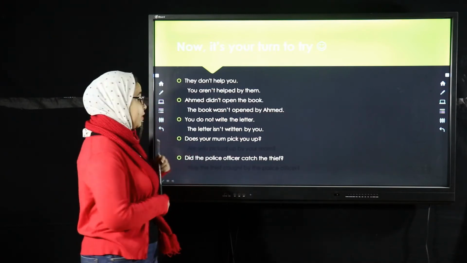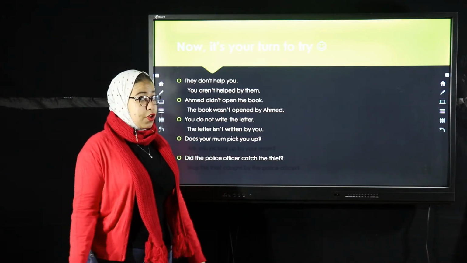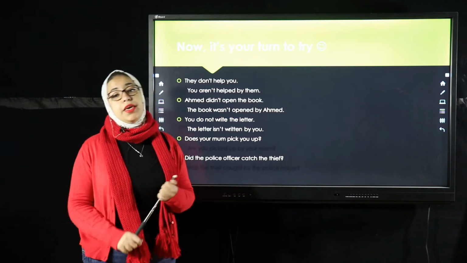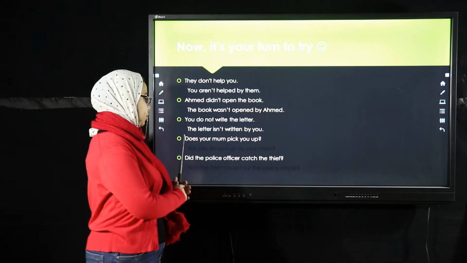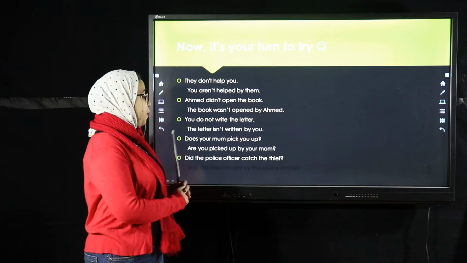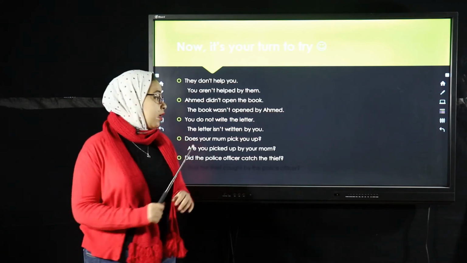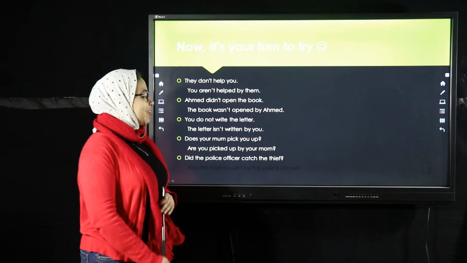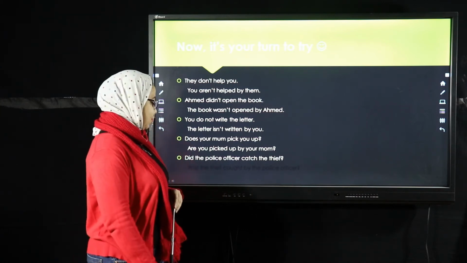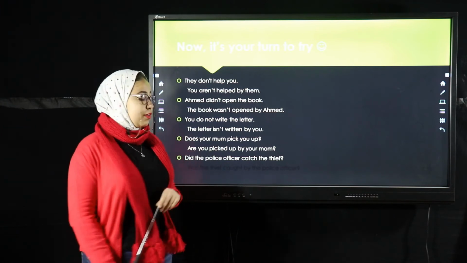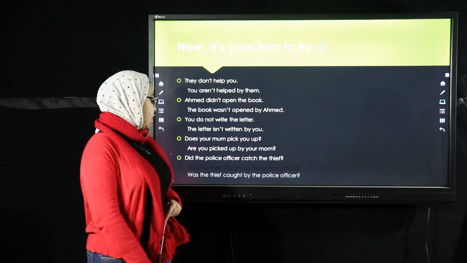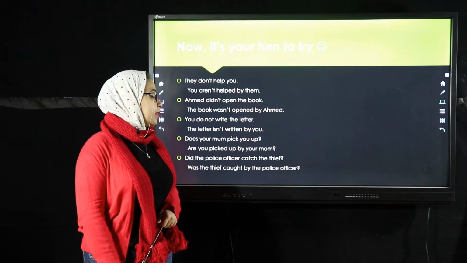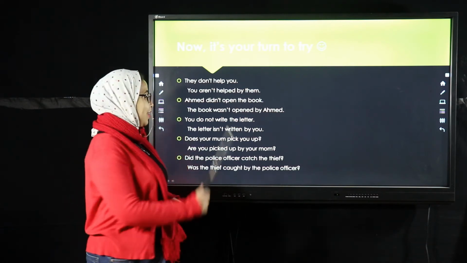And that's a question. This is the first question we have. So take care. You're starting with the verb to be. Are you picked up by your mom? And that's it, okay. Did the police officer catch the thief? It's a question in the past. So, excellent work. Was the thief caught by the police officer? That's it.